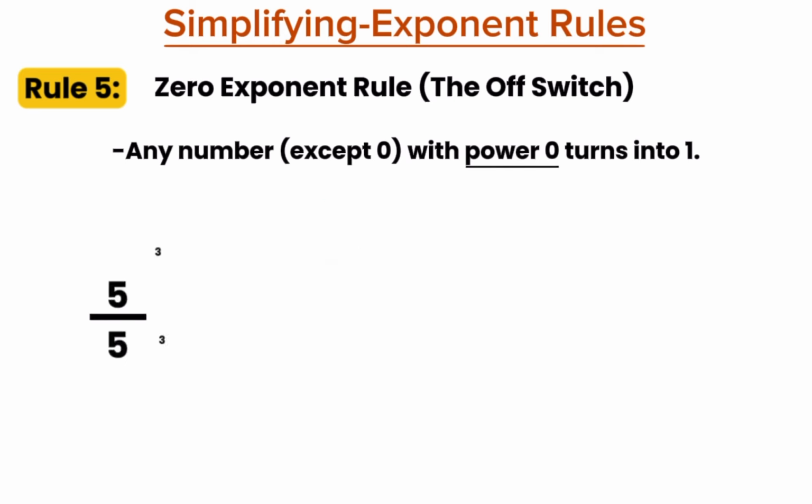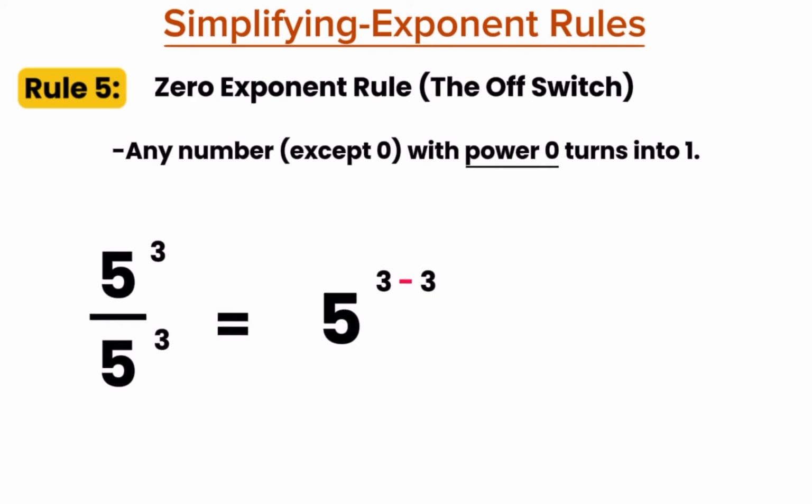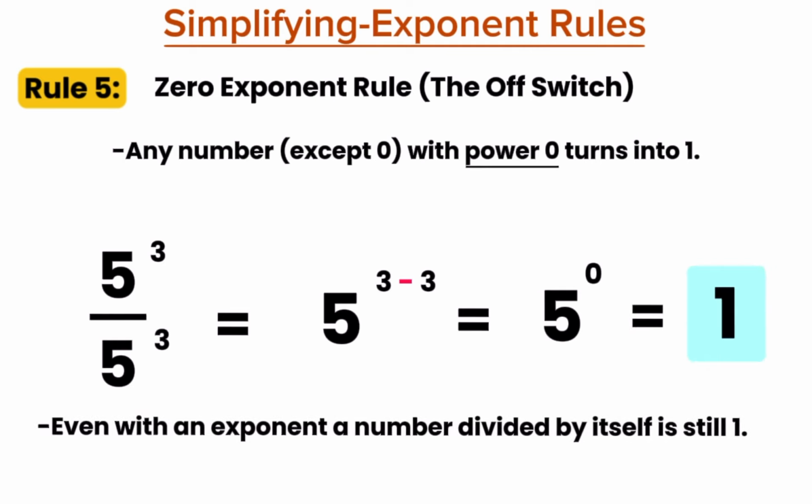So as an example, 5 to the power of 3 divided by 5 to the power of 3 would be 5 to the power of 3 minus 3, which is equal to 5 to the 0. Makes sense because a number divided by itself always equals 1.